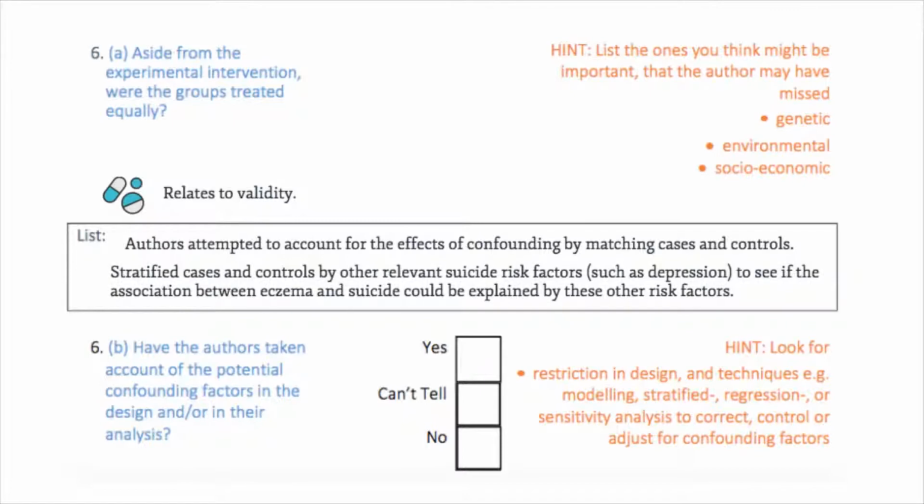They also undertook statistical analyses to stratify cases and controls by other relevant suicide risk factors, such as depression, to see if the association between eczema and suicide could be explained by these other risk factors. In fact, it could, as the association was not independent of overall mental health.